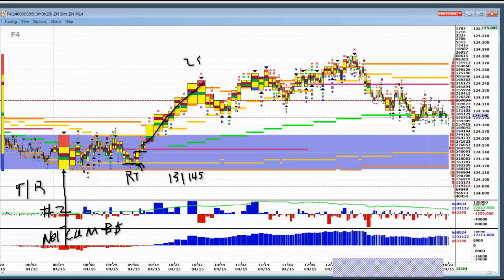So if you entered at 13, you had a shot at 12. If you entered at 14.5, you had a shot at 10.5. So that's a very, very nice trade. Nice way to start the day out, and you would have met your business plan off of that.